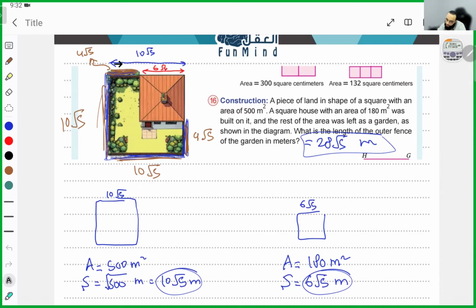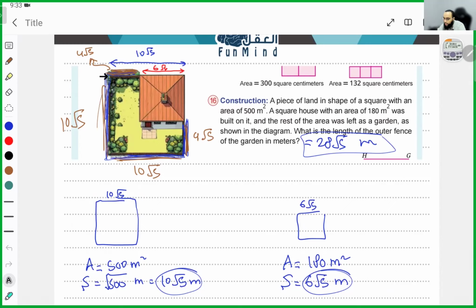So this part is the subtraction of these two numbers, which is 4 root 5. Okay, and this part is the same. This is in all 10 root 5, and this part only is 6 root 5. Subtract them is going to be 4 root 5. And this part is 10 root 5 itself, the side length of the land, and this part the side length of the land.